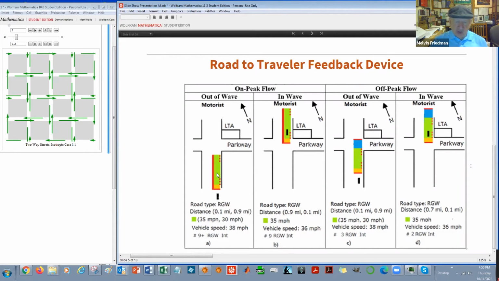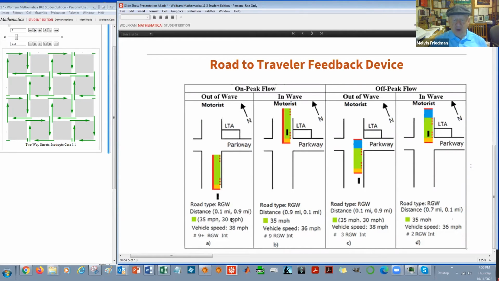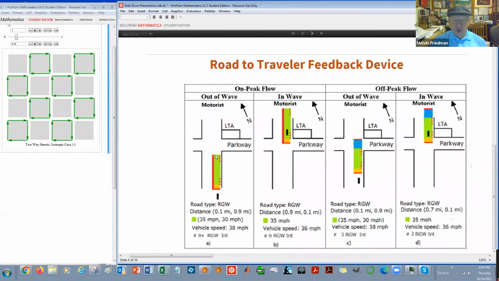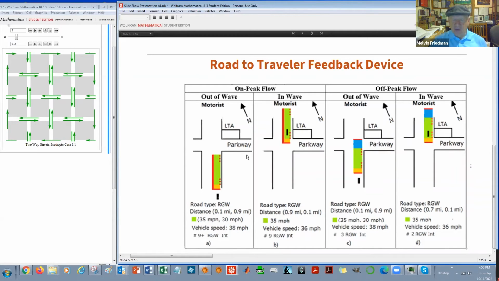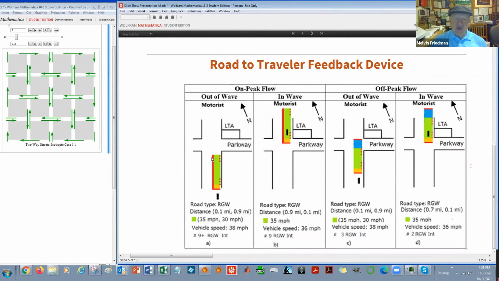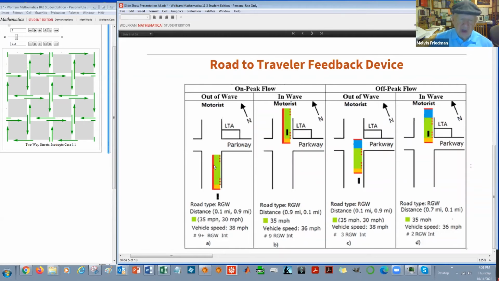It also tells you that this green wave is moving at 35 miles per hour, but the green wave behind you is moving at 30 miles per hour. It tells you your vehicle's speed is 38 miles per hour, so that if you just keep going at your regular speed, you'll enter this green wave. And then if you stay in this green wave, as illustrated here, then you'll make every traffic light as long as you stay there.